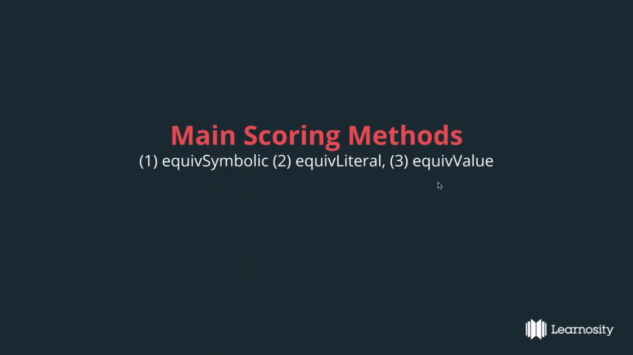The other 7 methods are more secondary methods. You might use them in conjunction with one of these methods. They're not as powerful. So we'll just look at the main 3 for now.